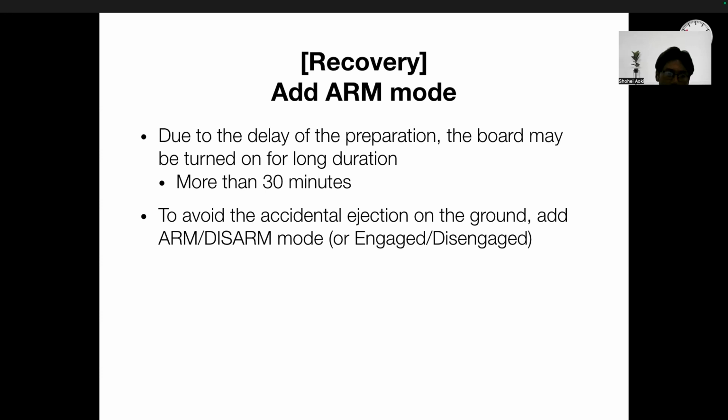To avoid such accidental ejection, I suggest that we equip some mechanism like an arm, disarm kind of system, or engage, disengage. This can be triggered remotely. So after we settle everything, after we prepare the rocket onto the rail, we are going to arm it so that the parachute will be able to eject at any time.